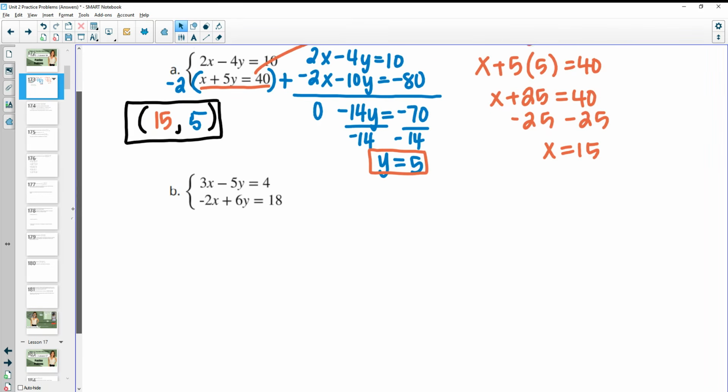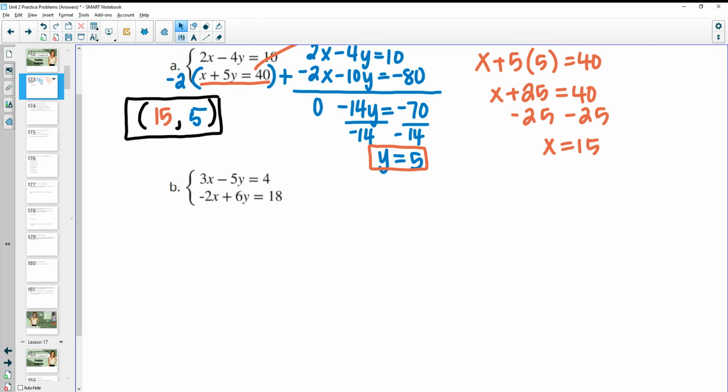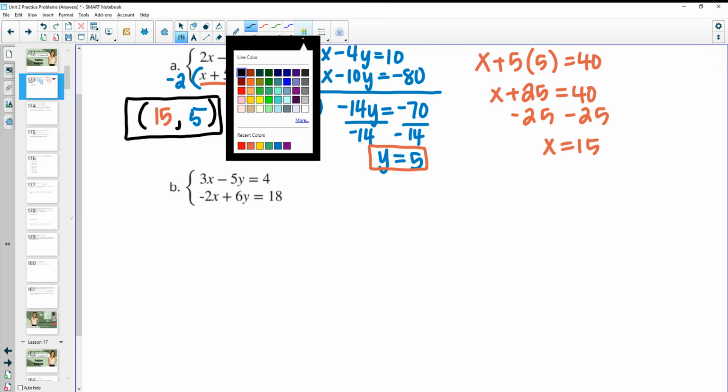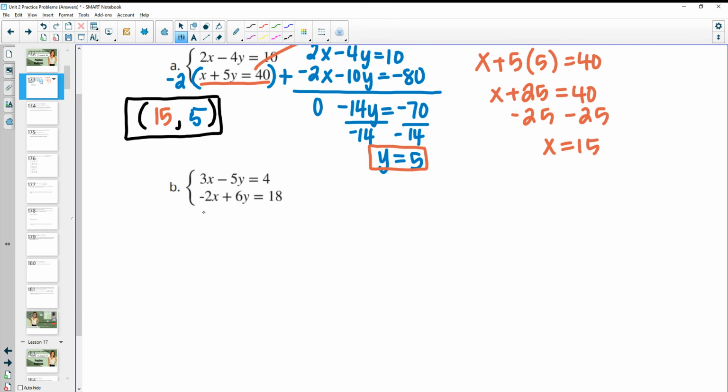Then for part B, again, you can do whatever you want here if you want to try and do substitution or elimination. So I'm going to do elimination again, but I see that I can't just multiply one equation by a number easily to get an opposite. So I am going to make the x's opposites. So I'm going to make them 6 and -6. So I'm going to take this top equation and multiply it by 2.